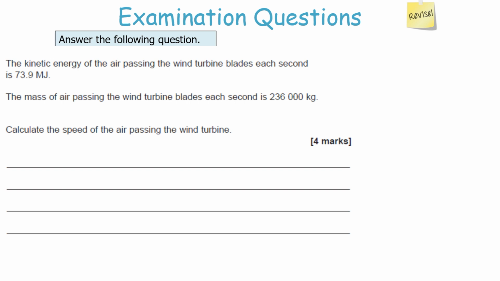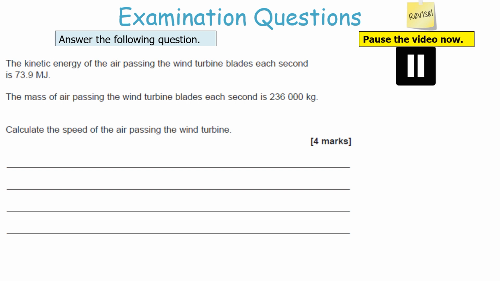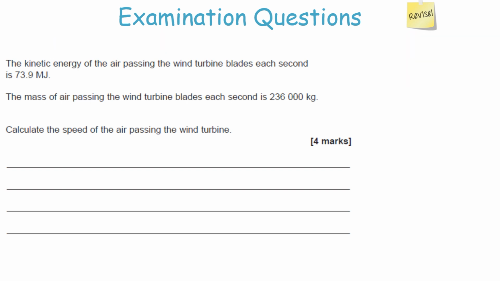The mass of air passing through the wind turbine blades each second is 236,000 kilograms. Calculate the speed of air passing the wind turbine. So pause the video now, then unpause the video when you want to go through your answer. Right, so when you're answering this question, it's important that we understand we've been given kinetic energy, so we want to use the kinetic energy equation and then use this to work out v, which is the velocity, which links into the speed, in that particular equation.